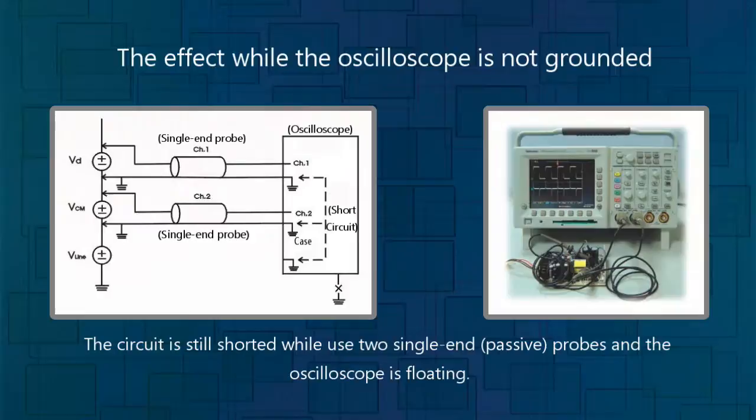To avoid the short circuit to the ground of an oscilloscope while using a single-ended passive probe to measure a power electronics circuit, some operators will remove the ground from the oscilloscope to make the oscilloscope float, as shown. Is this method the correct solution to counter the issue of measuring power electronics circuits with an oscilloscope? Let us have some discussion.